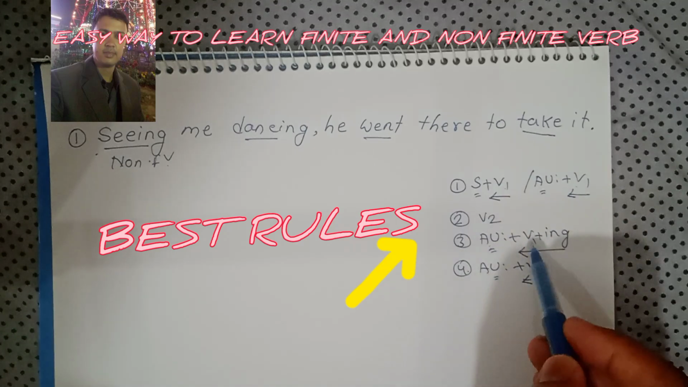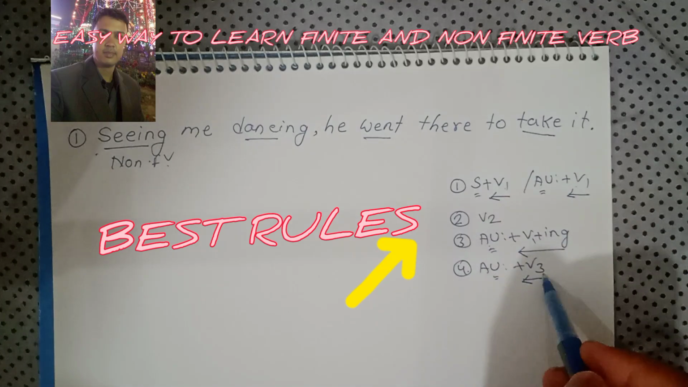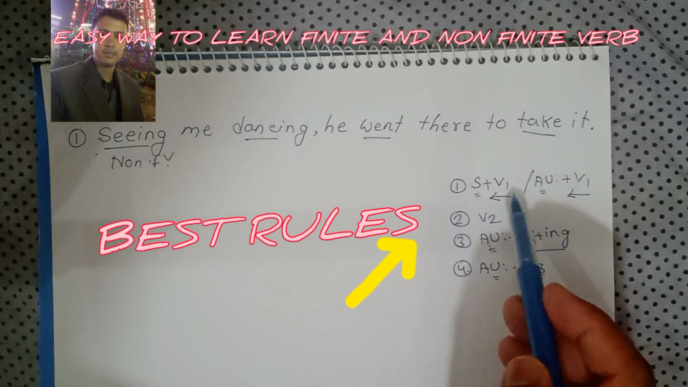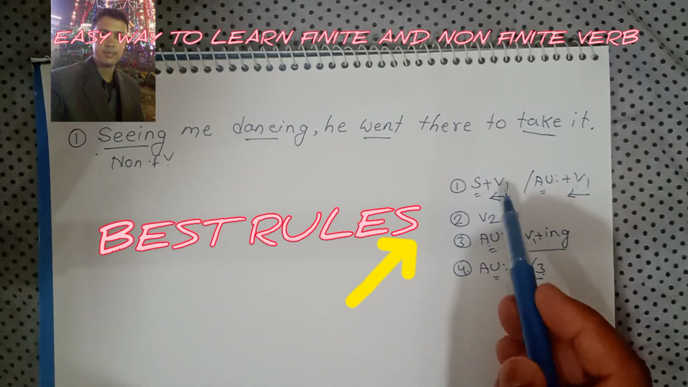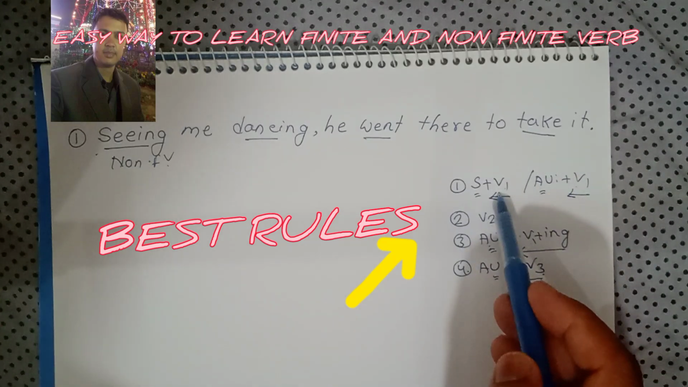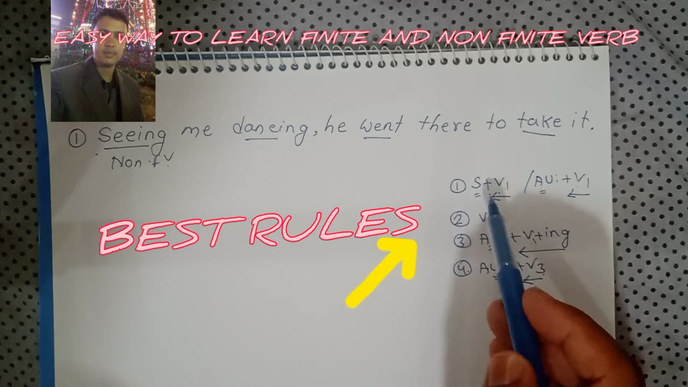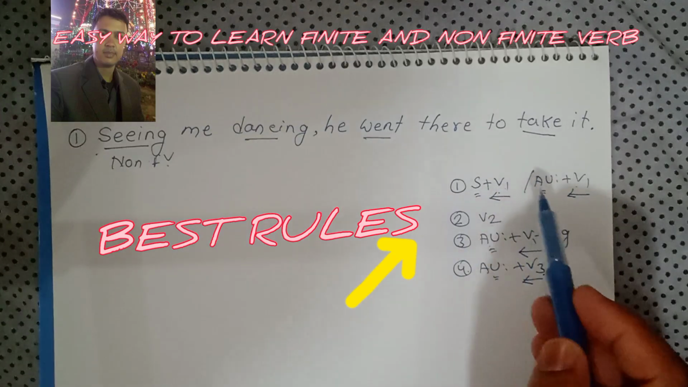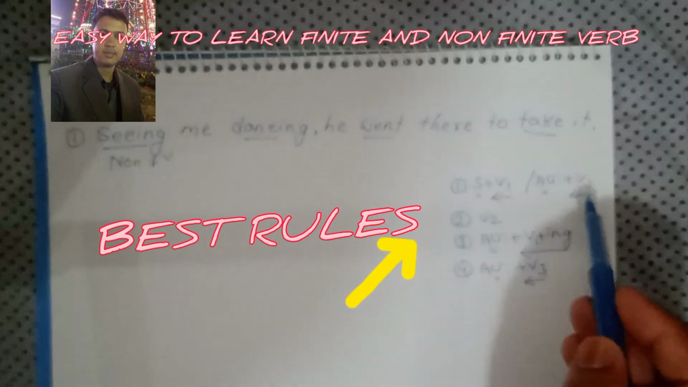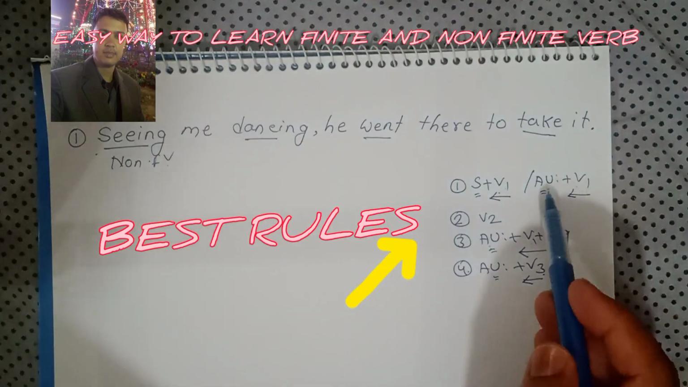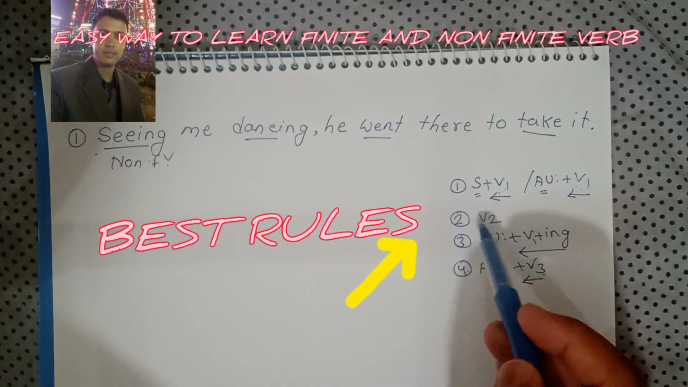And the third one is auxiliary verb plus V1 plus ing. And the fourth one is auxiliary verb plus V3. Before V1, you will find out whether a subject is present there or not. If you find a subject, then the V1 will be a finite verb. And if you find any auxiliary verb before the V1, then the V1 will be a finite verb.